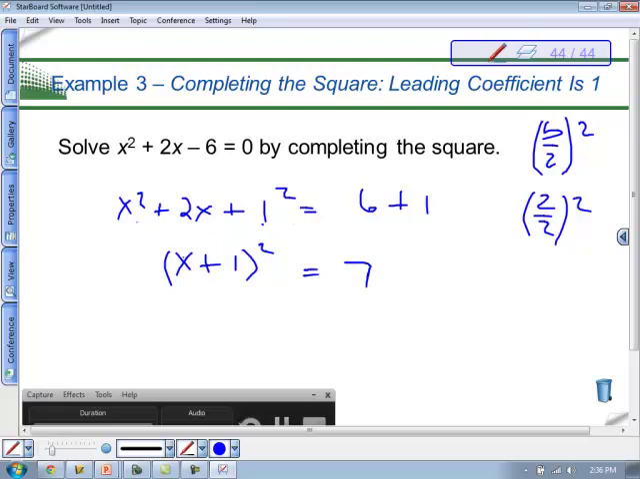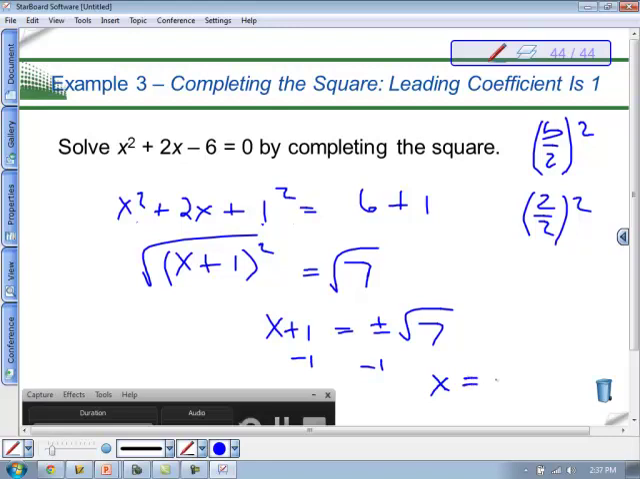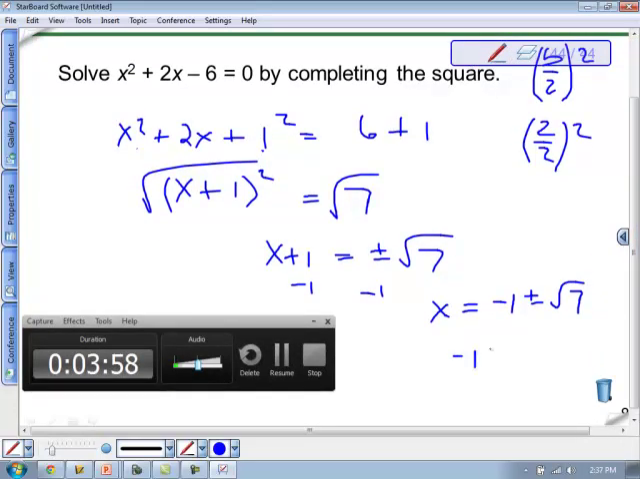And now I can solve this just like I did the last problem, where I square root both sides. That gives me x plus 1 equals plus or minus the square root of 7. Subtract 1 from both sides, and I get my two answers, which is x equals -1 plus or minus the square root of 7. Okay? So I've got -1 plus the square root of 7, and -1 minus the square root of 7 is my two answers.